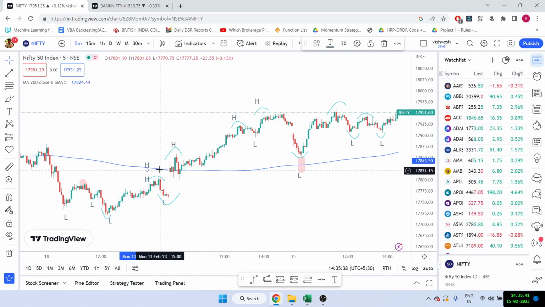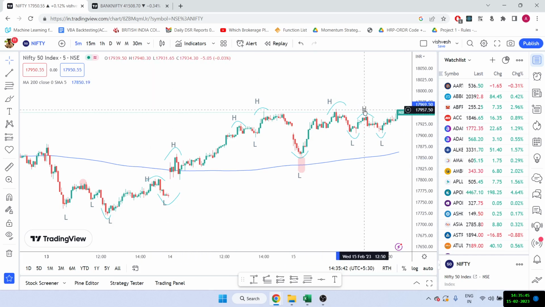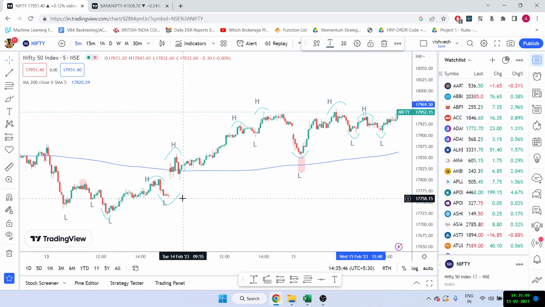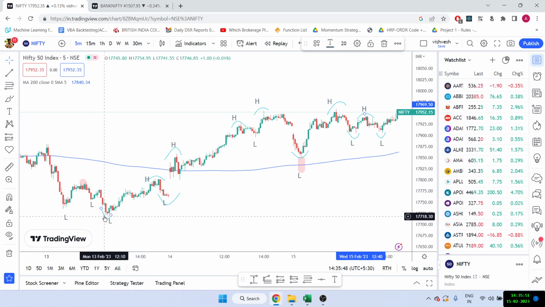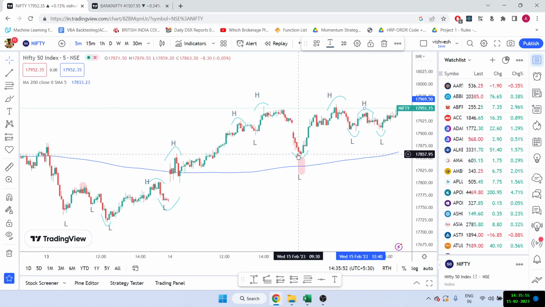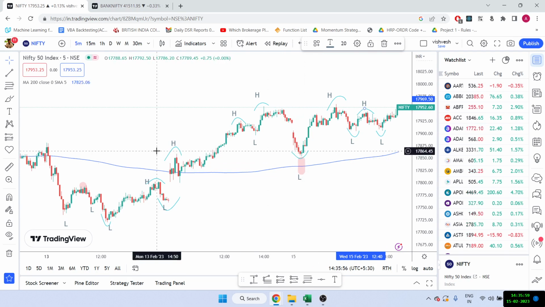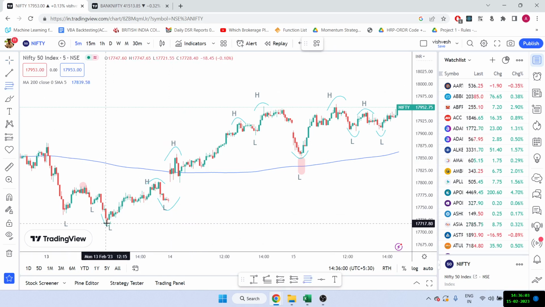Now, when we are making the Fibonacci, we have to connect one swing low to one swing high. If it's going up, we will connect from low to high. And then we'll again try to see if one of the lows touches the Fibonacci. So let me show it to you. I'm clicking Fibonacci retracement. Let me try to click from here.